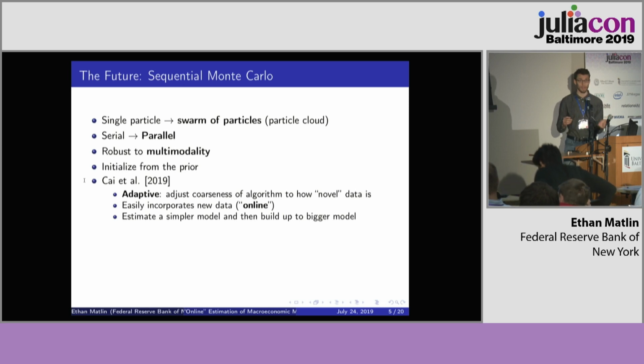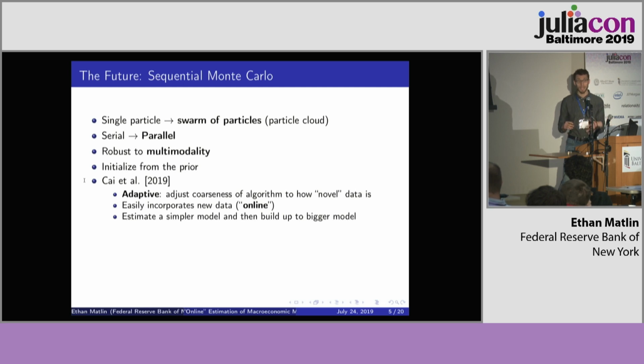You initialize from the prior, so you don't have to worry about the mode finding algorithm anymore. It's robust to multimodality. And then in this recent paper that we've just been working on in the past few months, we've also introduced an adaptive algorithm that will spend more time exploring the distribution and uses a finer approximation in new periods, in periods that are novel to the model, where data is very different from data that the model has seen in the past.